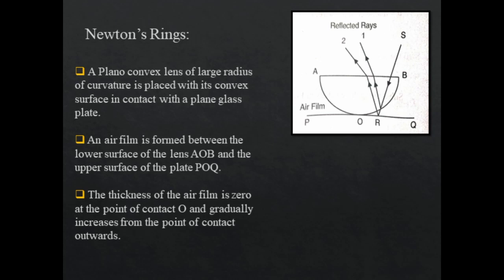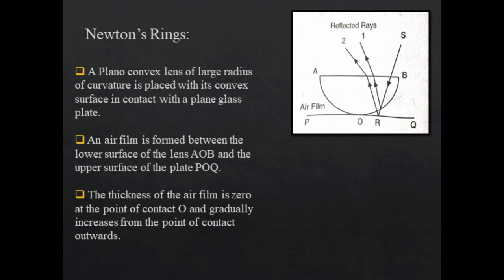To form Newton's rings, we have a plain glass plate over which a plano-convex lens is placed. At the point of contact of the plain glass plate and the plano-convex lens, there is no air film, so at that point the thickness of the air film will be 0. As we move from the center towards Q, the thickness of the air film keeps increasing.